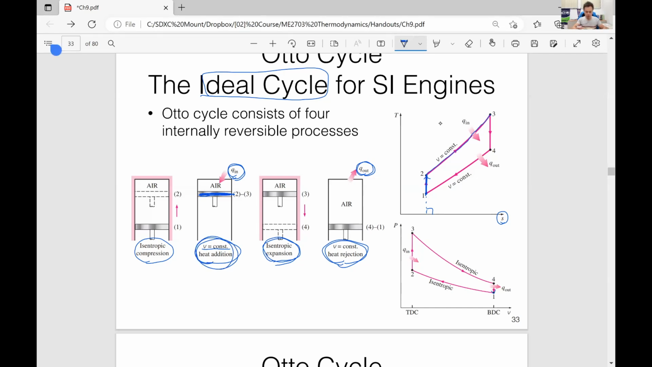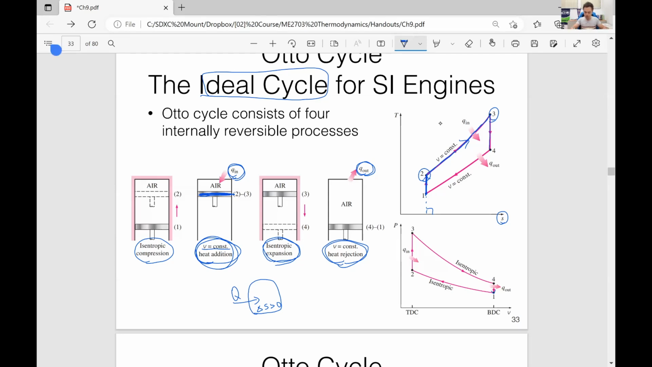Just to remind you, we know that heat addition increases the entropy of a system, right? If you have a system like this, and there's a heat addition, this heat addition increases the entropy. So the entropy change should be larger than 0. So for 2 to 3, state 3 should be at the right-hand side of 2, right? That is the entropy increase.